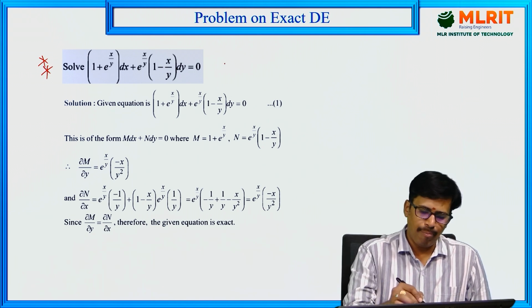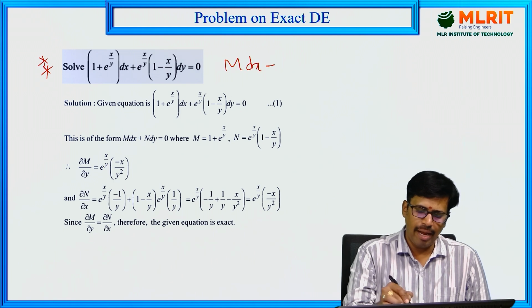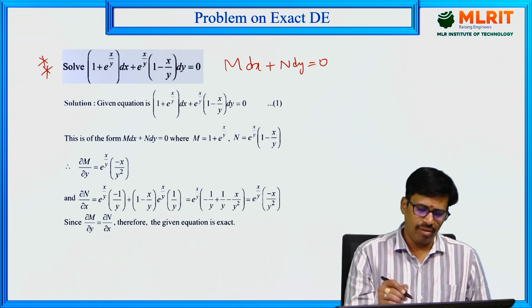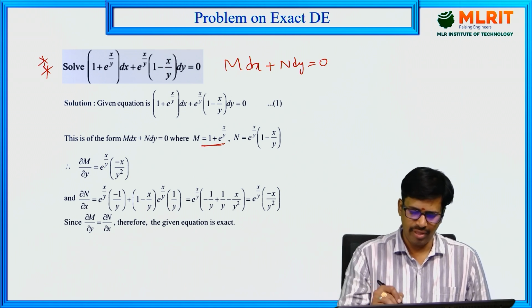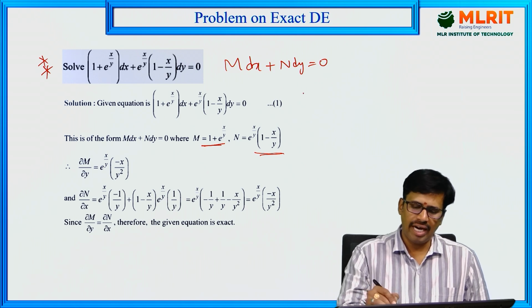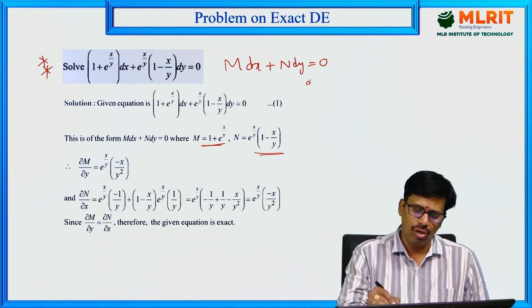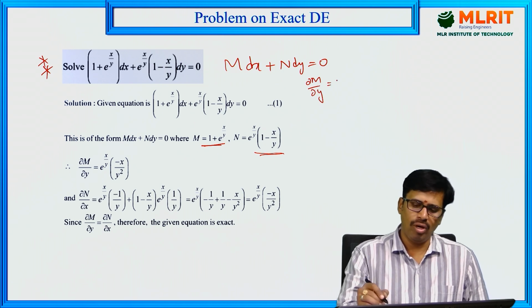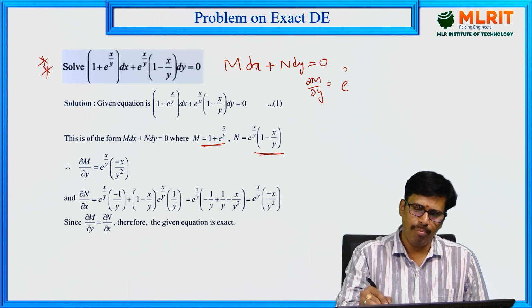You always compare this with the equation m dx plus n dy equal to 0, isn't it? So here m is 1 plus e power x by y, n is equal to e power x by y into 1 minus x by y. So what is the condition for exactness? Dou m by dou y. You differentiate m with respect to y. What is the derivative of e power x by y? E power x by y into dou y of again x by y. So e power x by y into minus x by y square, right?